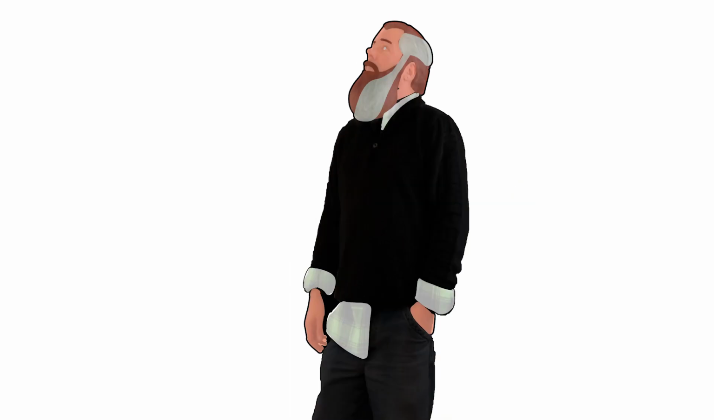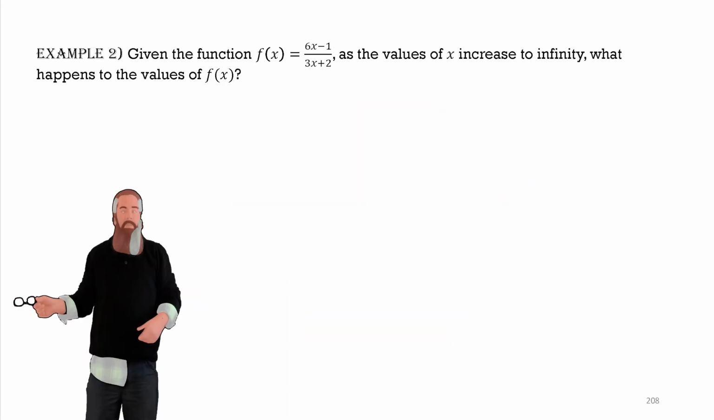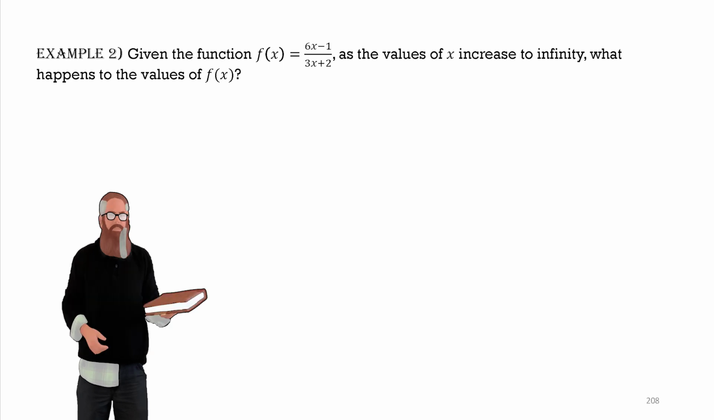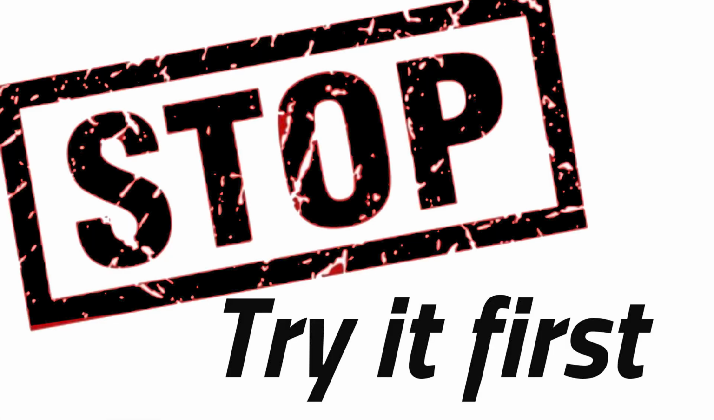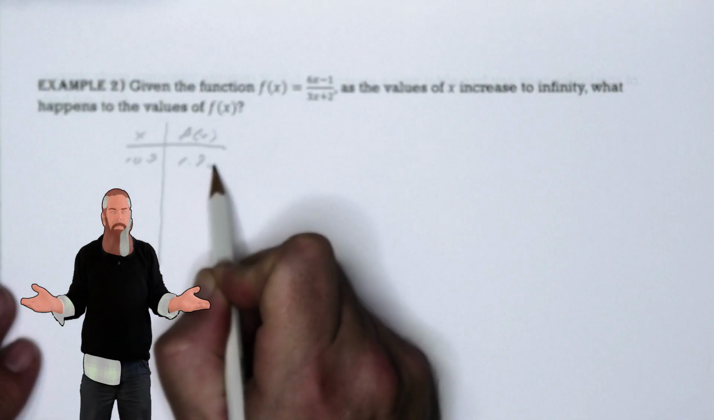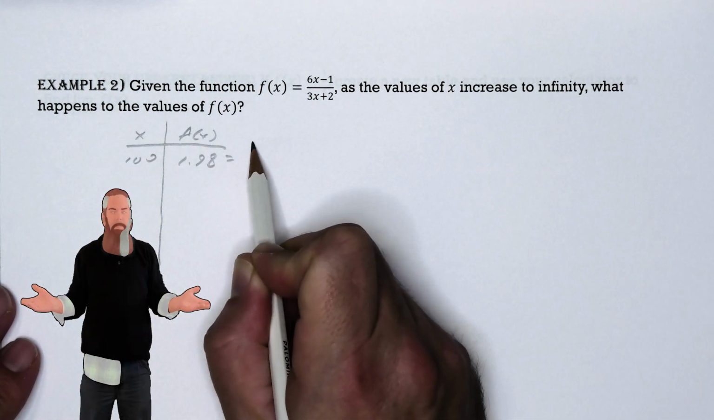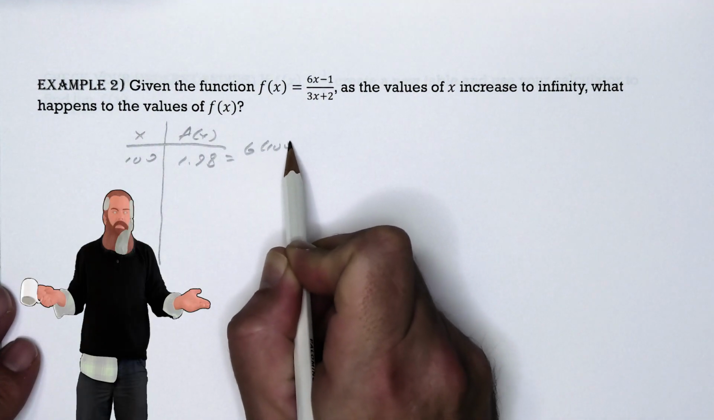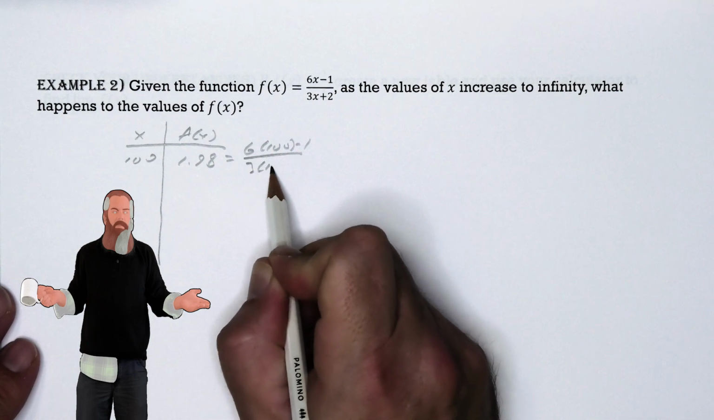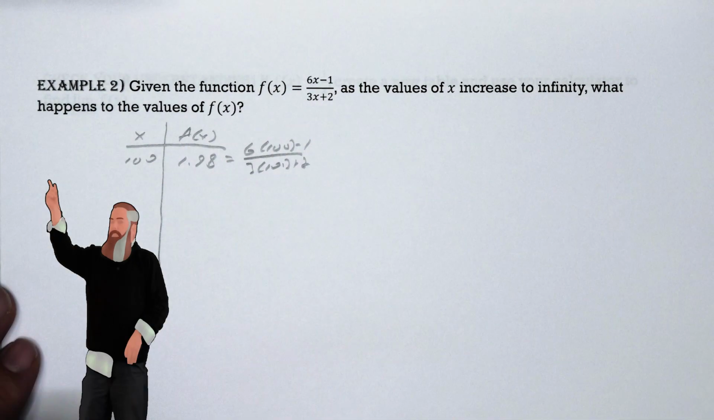In the next example, we're going to examine limits of a rational function. Given the function f of x is equal to 6x minus 1 over 3x plus 2, as the values of x increase to infinity, what happens to the value of f of x? Well, if x was 100, then we would get 1.98, and this is because we would have 6 times 100 minus 1 in the numerator and 3 times 100 plus 2 in the denominator.